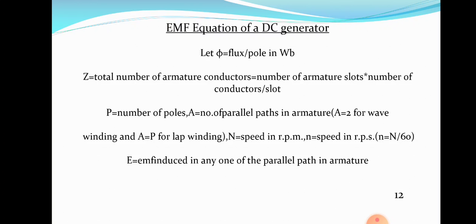Phi is equal to flux per pole, P is equal to number of poles, capital N is equal to speed in RPM, small n is equal to speed in RPS, Z is equal to total number of armature conductors. In order to get the total number of armature conductors, what we have to do? Number of armature slots into number of conductors per slot. So based on the EMF equation, you have to do some problems. Please note this point. E is equal to the EMF induced in any one parallel path in the armature.